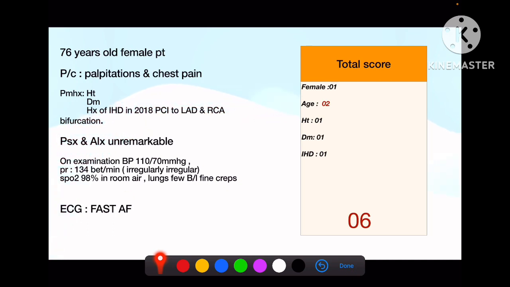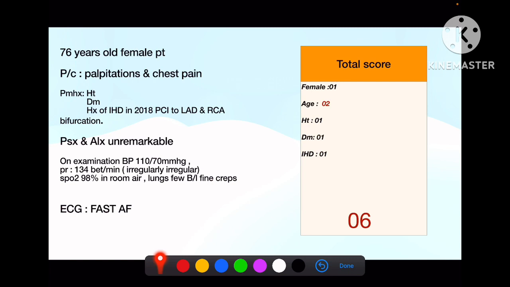When you auscultate the patient's lungs, you find some fine bilateral crepitations. So you order an ECG for that patient. The ECG shows fast AF. Then you have to manage the patient's fast AF first of all, the acute management. After your acute management, you have to decide on your CHADS scoring system and decide whether to start the antiplatelet or anticoagulant for that particular patient. How you are going to apply that CHADS score, I am going to show you in this example. Then you will easily realize how to use it and when to use it.